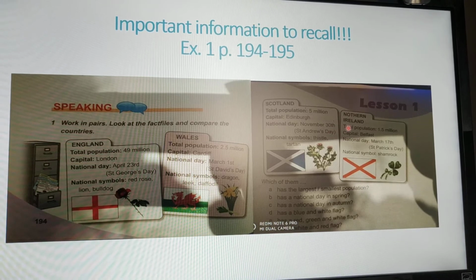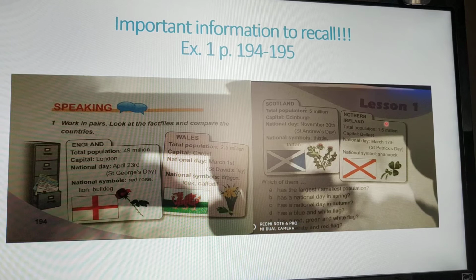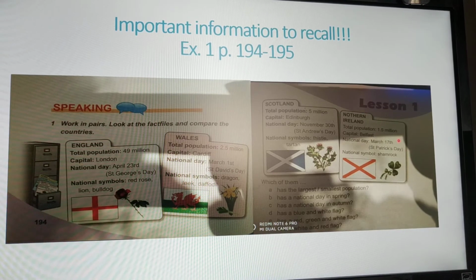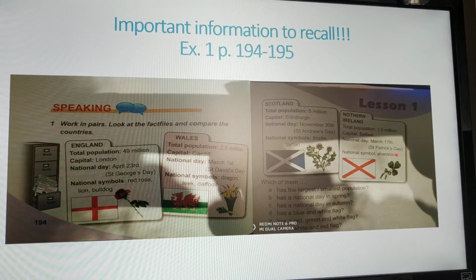And the last part, Northern Ireland, this is the smallest part. Its population is 1.5 million people. The capital of Northern Ireland is Belfast. They celebrate their National Day on the 17th of March. The patron saint is Saint Patrick. They have just one national symbol, the shamrock.